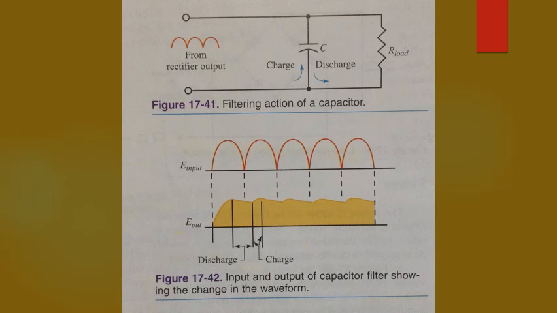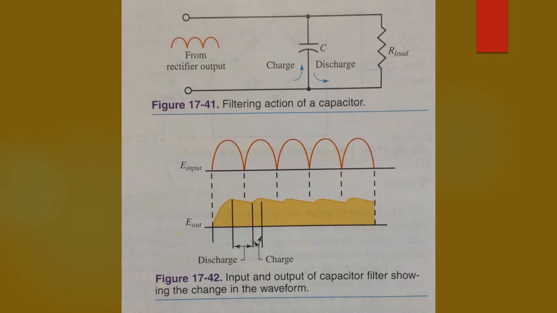Capacitor filters. A capacitor connected across the rectifier output provides some filtering action. See figure 17-41 top. The capacitor is able to store electrons. When the diode or rectifier is conducting, the capacitor charges rapidly to near the peak voltage of the wave. It is limited only by the resistance of the rectifier and the reactance of the transformer windings.